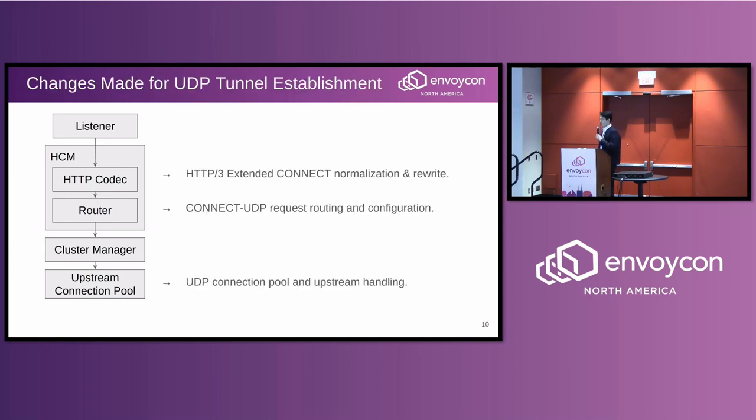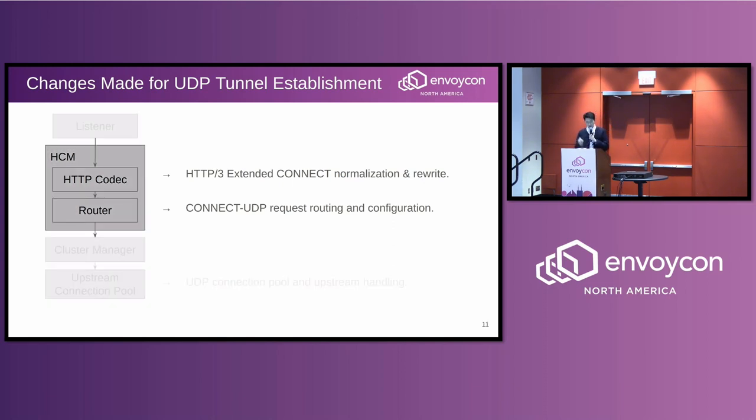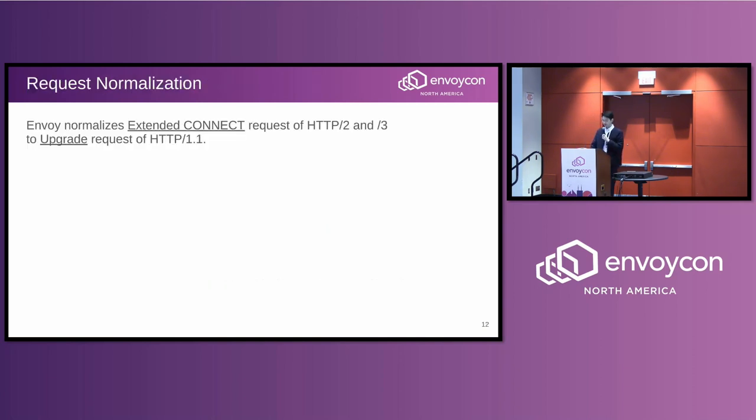So for UDP tunnel establishment, we've made the following changes. I'll explain the details of those changes in the next slide. Let's first focus on the changes made inside HTTP connection manager. Envoy internally normalizes HTTP 2 and HTTP 3 extended connect requests to HTTP 1.1 upgrade requests. This is not specific to CONNECT-UDP. This is mainly to use the same HTTP upgrade logic regardless of the HTTP downstream protocol level.